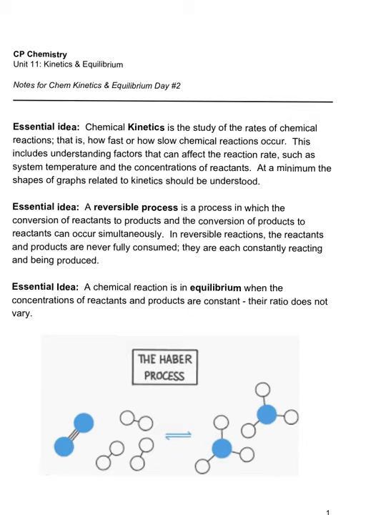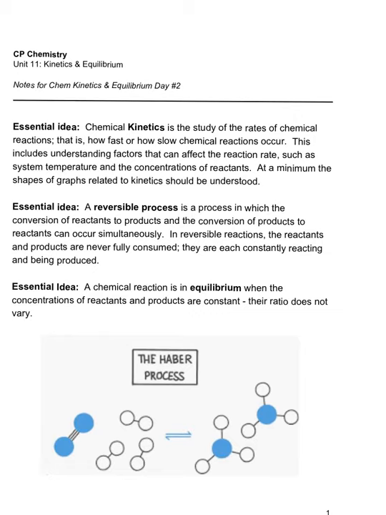I will read these. Essential idea: chemical kinetics is the study of the rates of chemical reactions, okay? That is how fast or slow chemical reactions occur. This understanding includes factors that can affect reaction rate. So we looked at changing temperature and how that affected evaporation rate. In this video, we'll have a chance to introduce the idea of how the concentration of reactants will affect reaction rate. And there were graphs that accompany this as well.